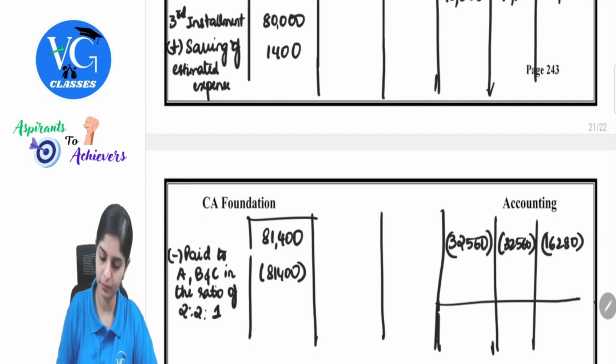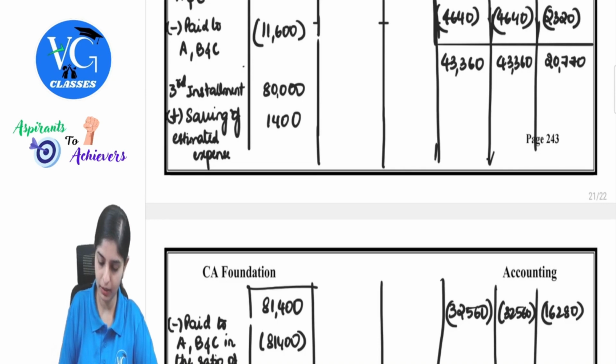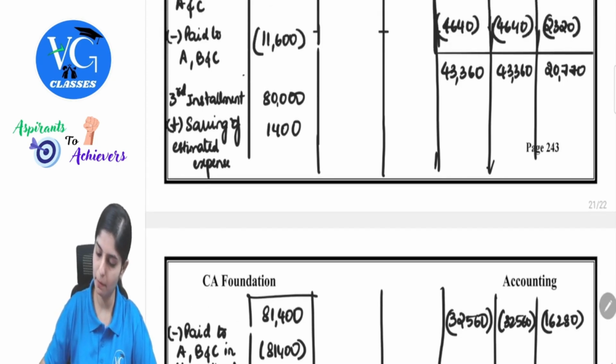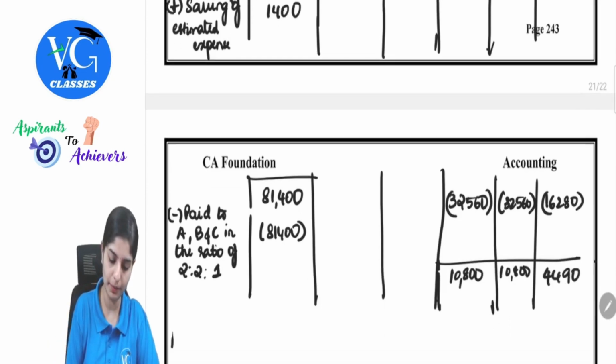So balance 43,360 minus 32,560, 10,800, 10,800, and 20,770 minus 16,280. This will be 4,490. This is what the loss of partners is.